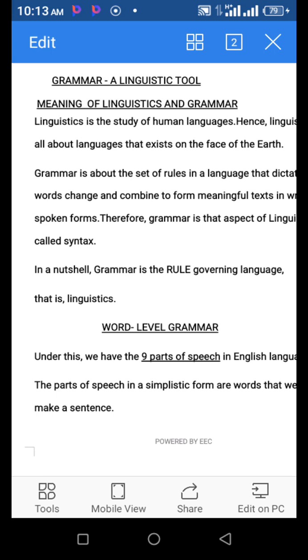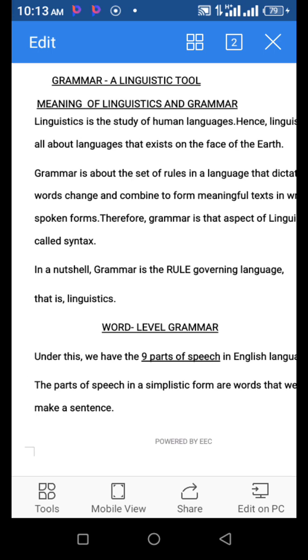For example, "ah" can exclaim surprise or fear, something like that, or when you're anxious about something. Now, the beautiful thing about interjections is that sometimes they are omitted from the 9 parts of speech.